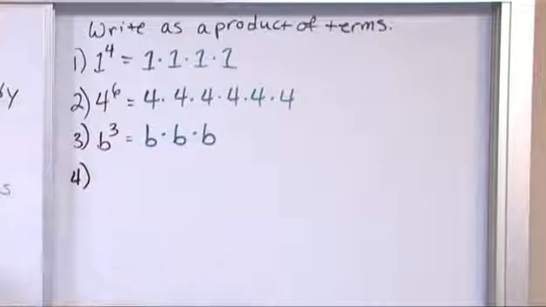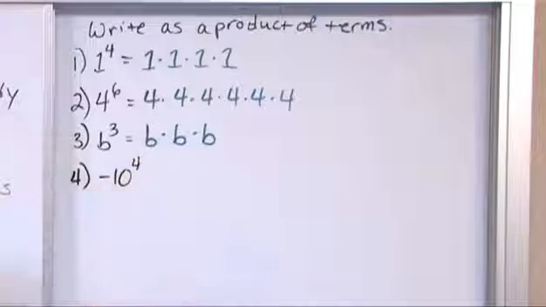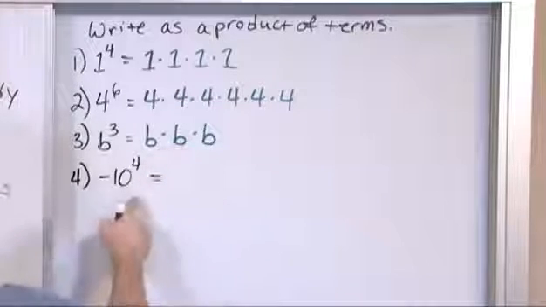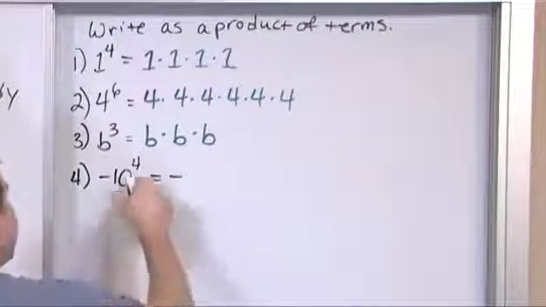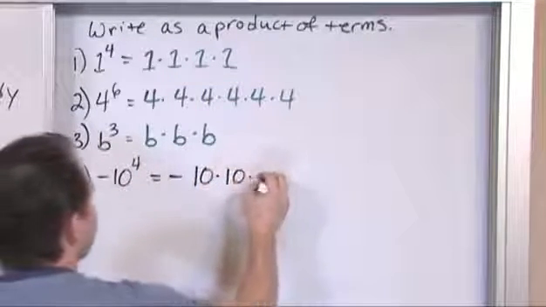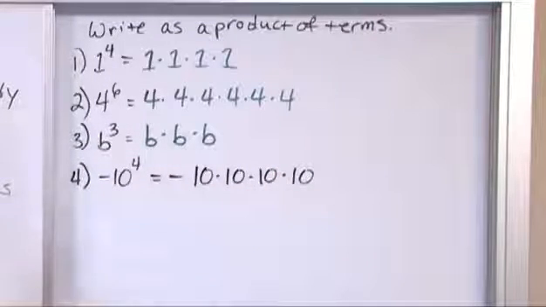All right. And what if we have negative 10 raised to the power of 4? Now there's no parentheses here. So you got to be careful. The way you do this is, since there's no parentheses, the negative just hangs out there in front. What I'm actually raising to the power is just the 10. So it's 10 times 10 times 10 times 10. 4 times because of the power up there.